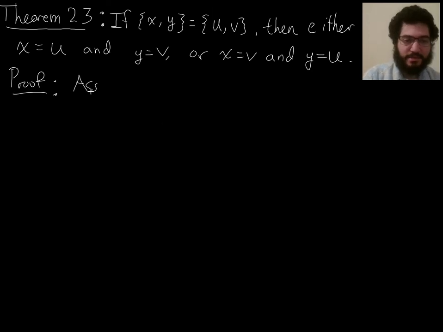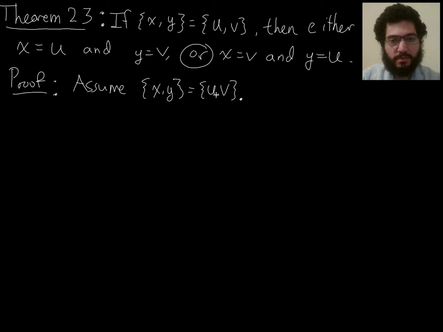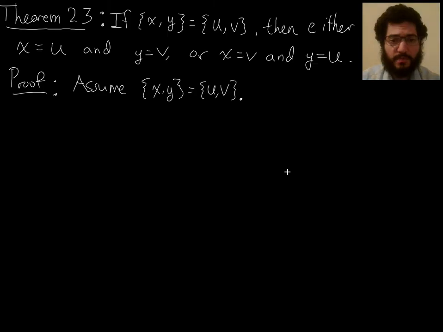Okay, so I need to start by assuming the hypothesis. Assume the left side of the if-then. So assume this. Then my goal is to prove this or, right? So that means either, if I'm proving an or, then either prove the one side or the other side. So in other words, I need to either prove this or prove this.